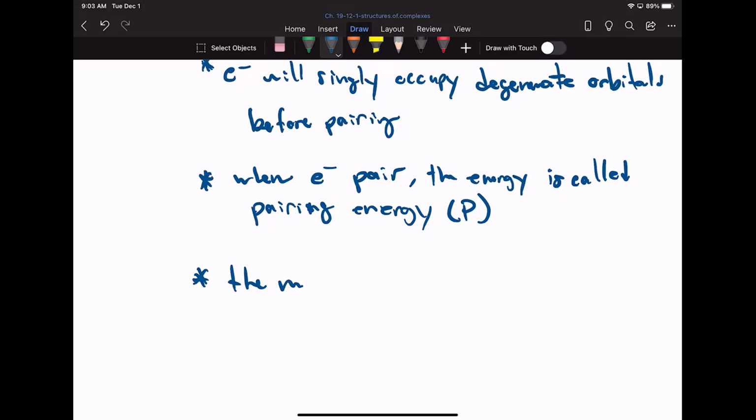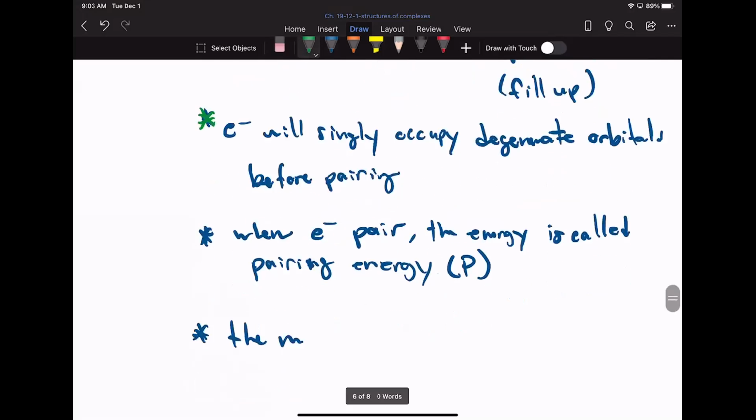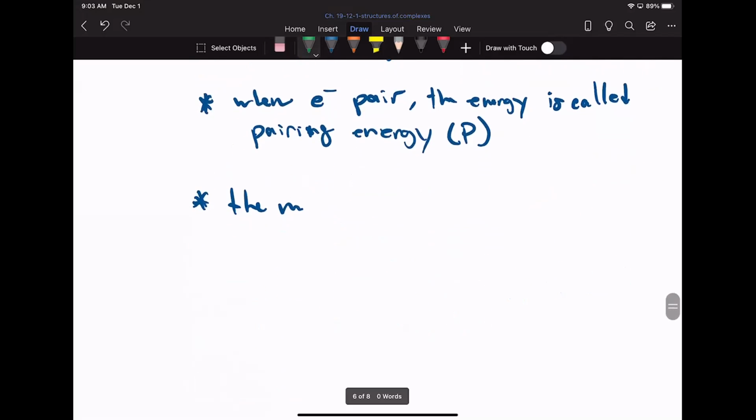What does it say before occupy and singly? Let me read off this first one over here. Electrons will singly occupy degenerate orbitals before pairing. Does that help, Emmy? Yes, thank you. Got it. Starbucks card is in the mail.